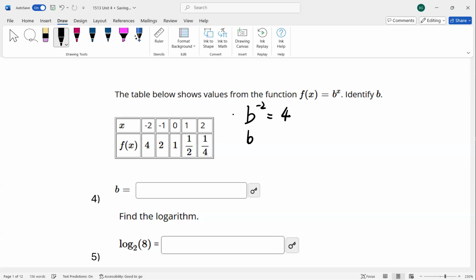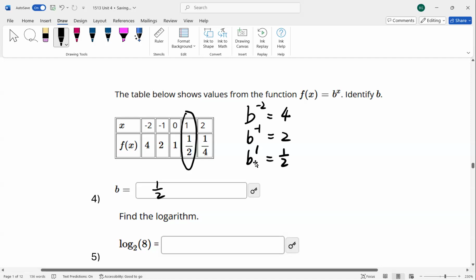When x is -1, the corresponding output is 2. When x is 1, the corresponding output is a half. Yeah, this actually tells us what b is. b is a half. Half to the power of -2 is 4. Half to the power of -1 is 2. Half to the power of first power is half. So that information gives us the value of the base.